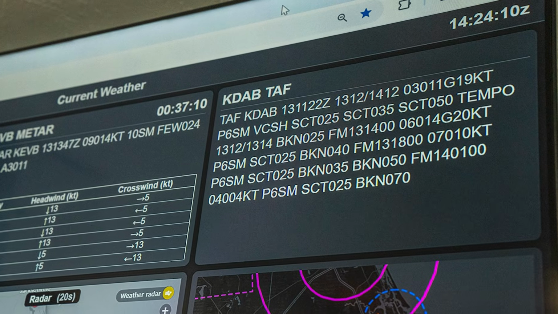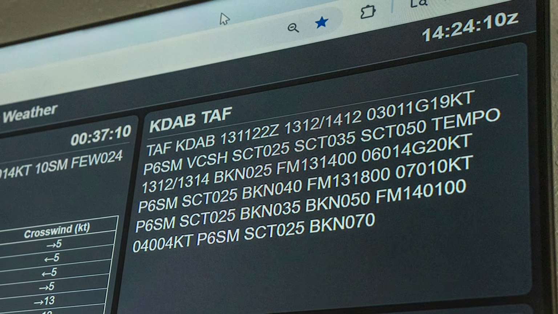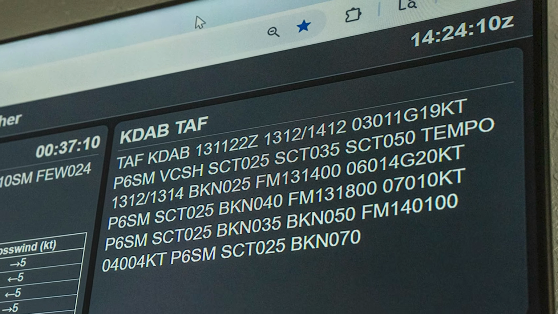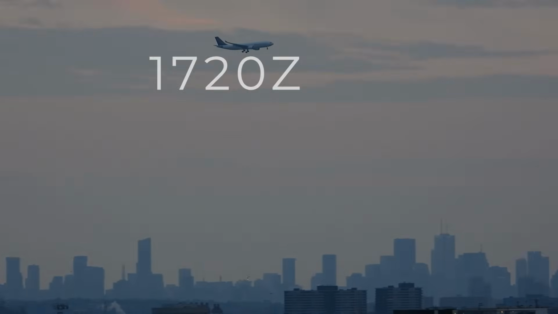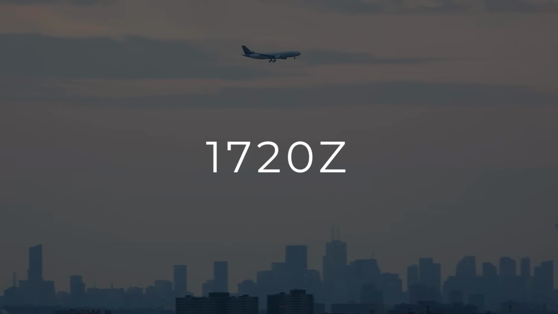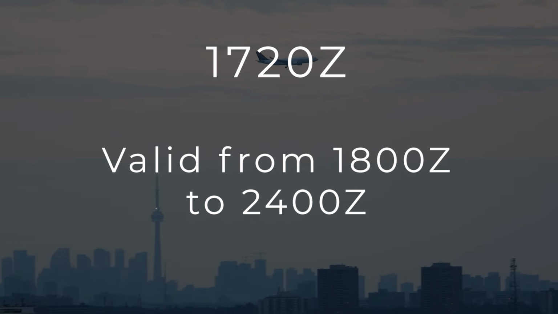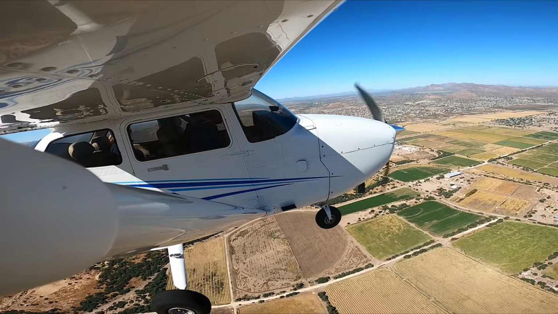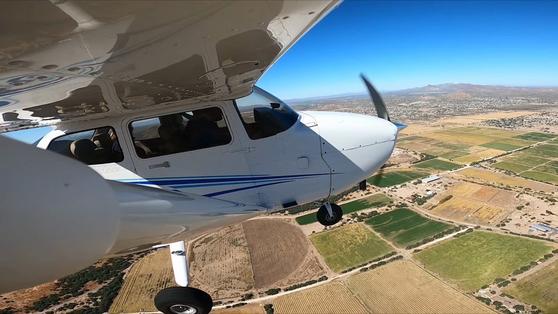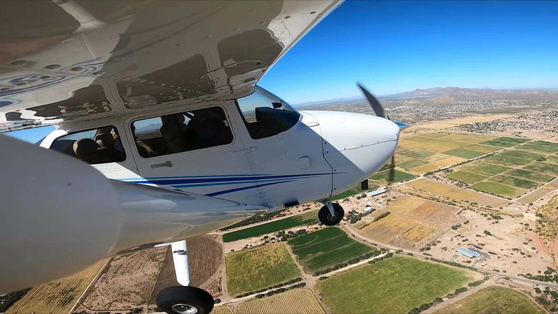Zulu time is also used in a terminal aerodrome forecast, or TAF. These forecasts include the time the forecast was issued and the period when the forecast is valid. For example, a forecast might be issued at 1720 Zulu and be valid from 1800 Zulu on the 23rd until 2400 Zulu on the 24th. These times are always expressed in Zulu time, so pilots convert them to their local time zone to understand when the forecast period begins and ends.